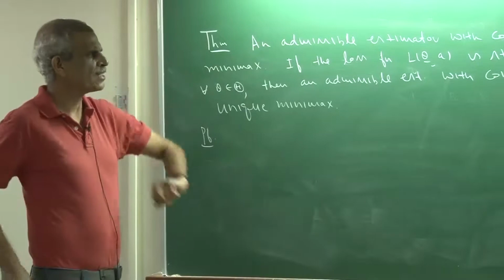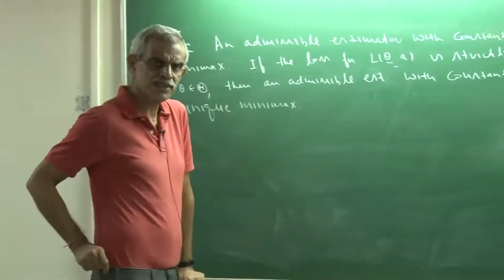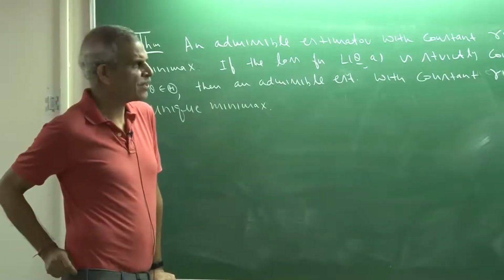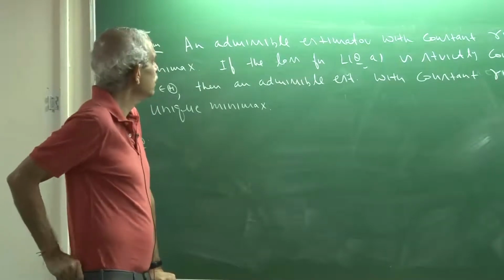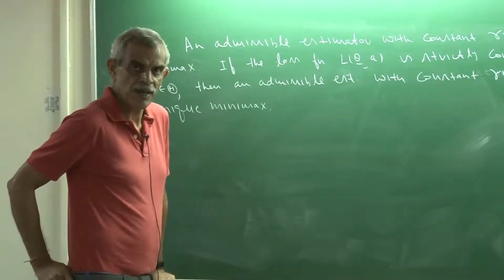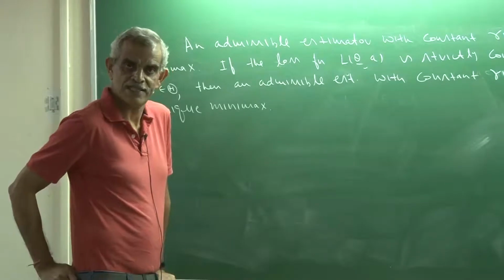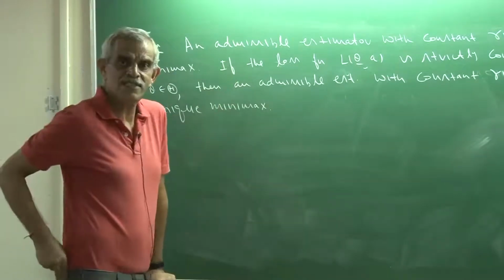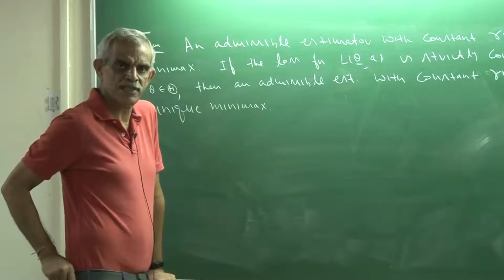I have already shown that x bar is admissible under the square error loss function. It has constant risk provided variance is known. So it would be minimax. So I don't have to do anything. It just follows from the earlier result where I proved that x bar is admissible under the square error loss function.